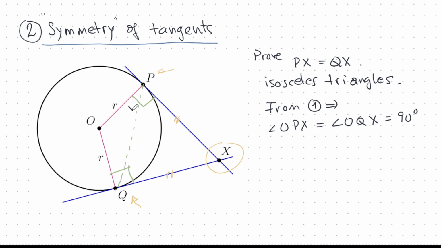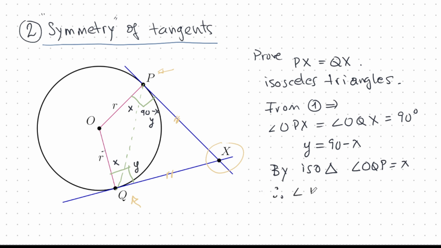So if we call this angle X, the first thing we notice is that this has got to be 90 minus X, but we can call that Y. So let's call this 90 minus X. But by the isosceles triangle theorem, because we have two equal sides, R and R here, this must also be X. So angle OQP must also be X, and therefore this must be Y. Therefore, angle PQX must be Y.